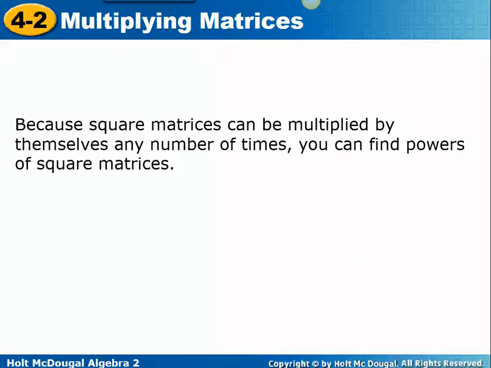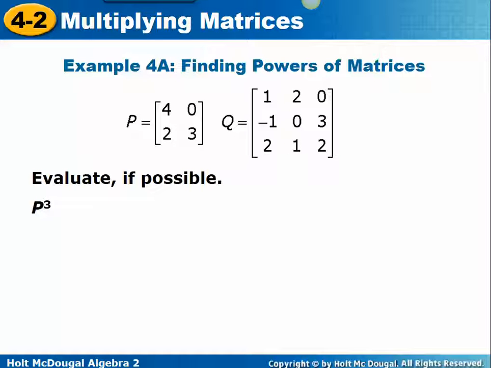Square matrices can be multiplied by themselves any number of times, so you can find powers of square matrices. So you could take p squared, you could take q squared, you could take p cubed, you could take q cubed. That's hard to say. However, they're not super easy or quick to do. You absolutely do not just cube all of these entries. That is not what you do. That does not work. You do not square them if you're squaring. You have to actually multiply them by themselves.